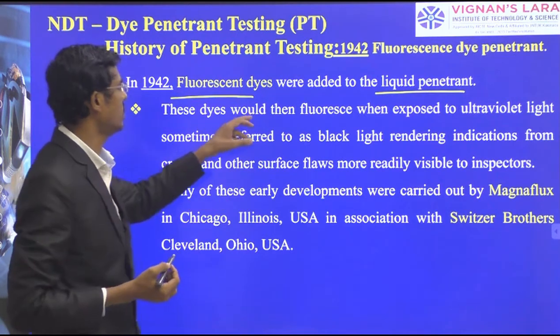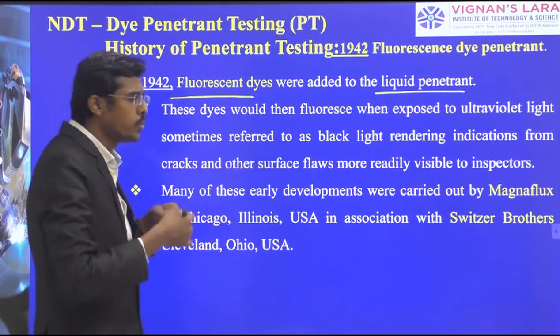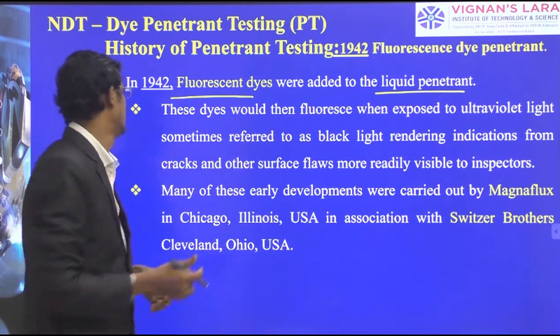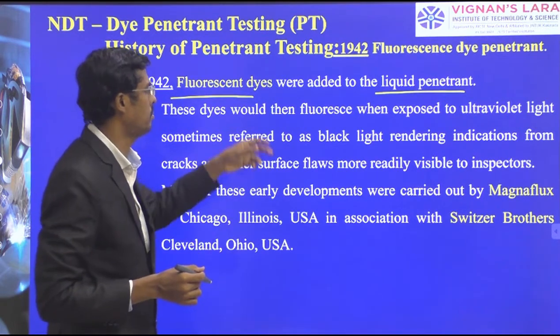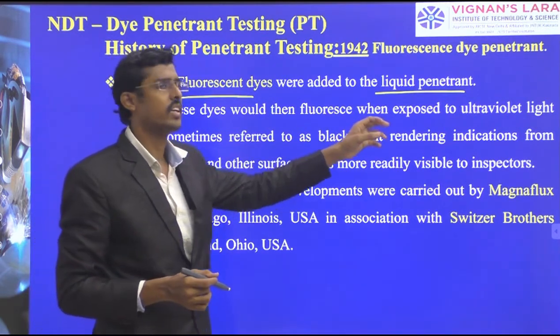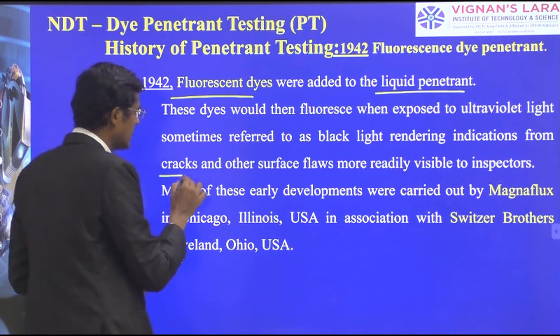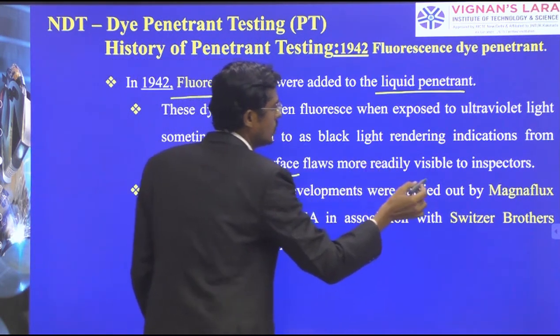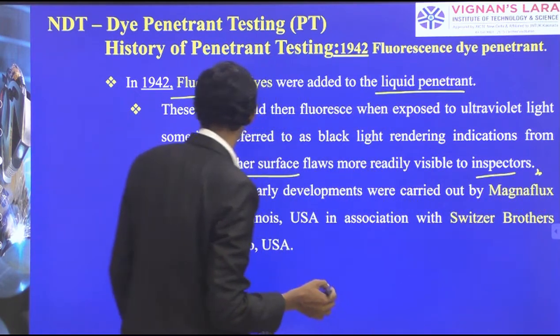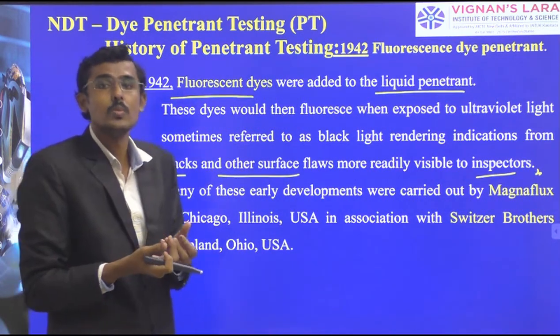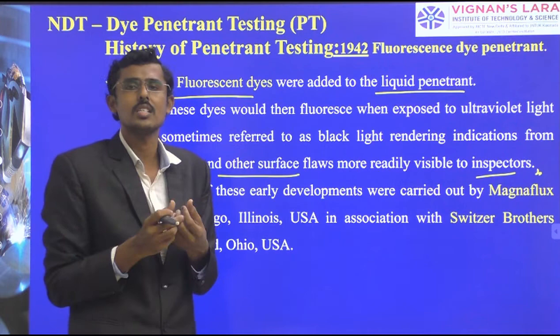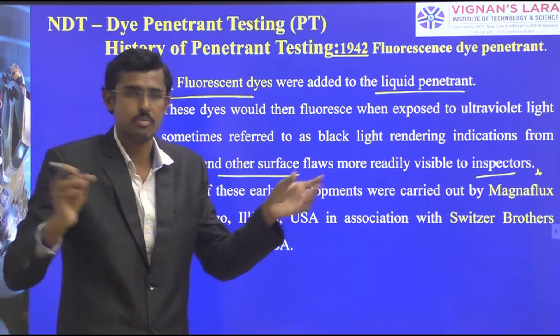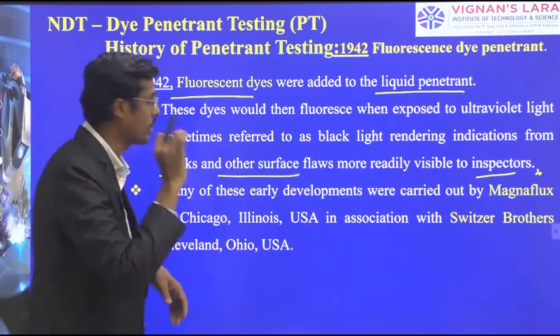These dyes would then fluoresce when exposed to ultraviolet light, sometimes referred to as black light, rendering indications from cracks and other surface flaws more readily visible to the inspectors. So visibility is somewhat increased through the contrast of fluorescent platforms, like this fluorescent color we are using as a penetrant.